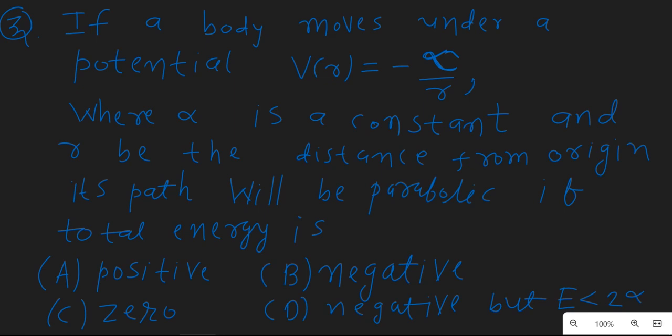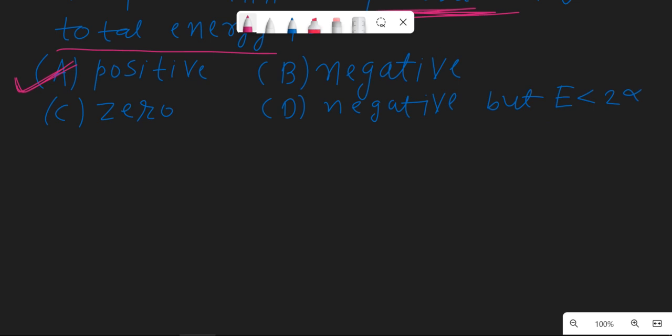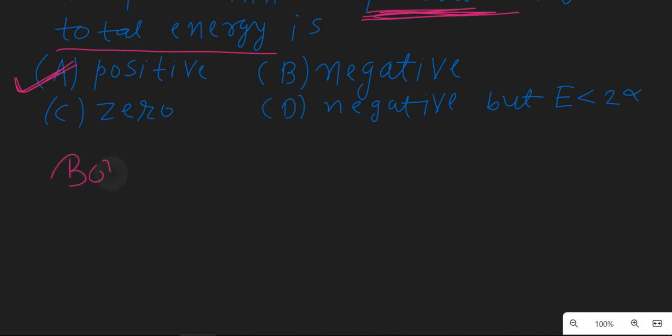Now third question: if a body moves under a potential V(r) = -alpha/r, where alpha is a constant and r is the distance from the origin, its path will be parabolic if the total energy is positive. Because whenever your path is parabolic, the total energy must be positive, because in a parabolic shape, it is an unbounded state. And if your shape is an ellipse or circle, then it is a bounded state. So you can remember it like this.